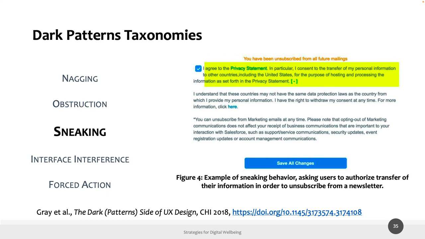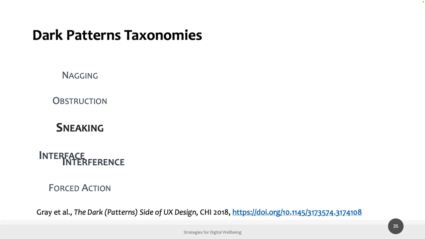So here you are required to consent to a privacy statement before you can probably unsubscribe from a newsletter. So if I'm unsubscribing from something, why should I consent to a privacy statement? But anyway, this privacy statement allows Salesforce, in this case, to sell the user information to other countries. And if the user fails to read this very small text, they would unknowingly sell this kind of information to other countries. Okay, so it's a sort of disguised information.